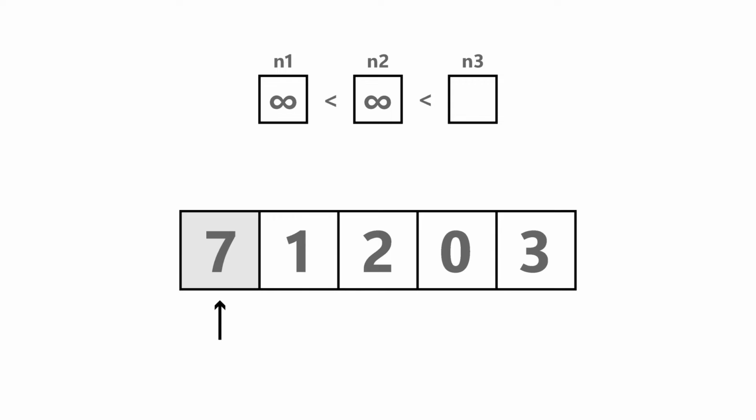7 is less than the current n1. Therefore we will assign it to n1. We have found n1. 1 is less than the current n1. Therefore we will assign it to n1.